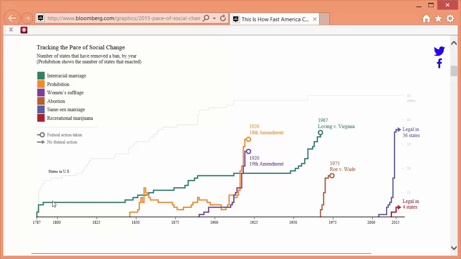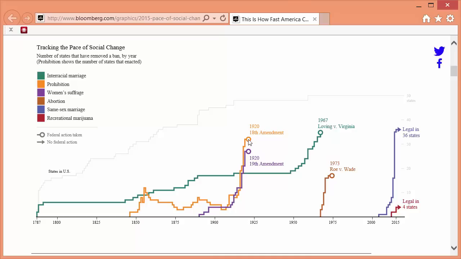And then you could see that once it was accepted in a few states, there was a stagnation for a period of time, but then the change is quite rapid in 1950 when interracial marriage became more acceptable, and it kind of peaked for all the states.